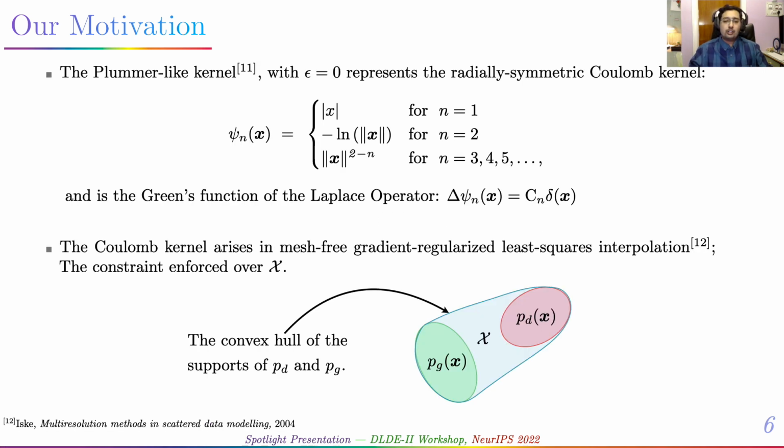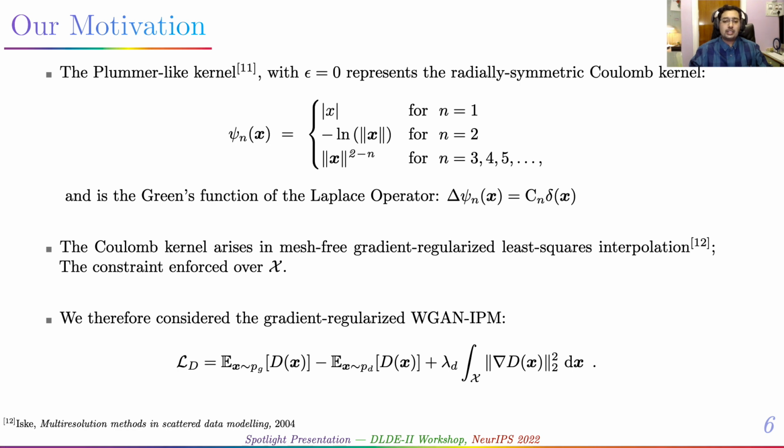Further, we also observe that the Coulomb kernel appears in mesh-free interpolation when considering gradient-based regularization. In the present context, we therefore consider applying the gradient constraint over the union of supports of PD and PG, and in the case when they are non-overlapping, the convex hull formed by those supports. We consider the Wasserstein IPM GAN cost with such a penalty term on the gradient energy of the discriminator.